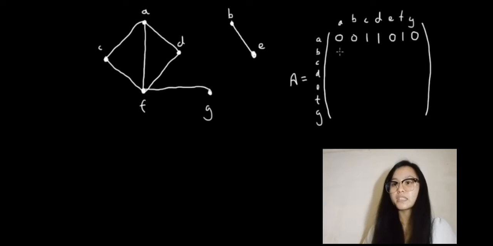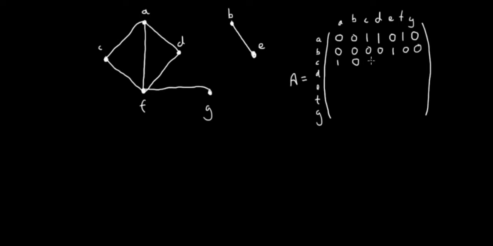Okay, second row, B is adjacent to A. Also, it's not adjacent to itself. And the only other vertex B is adjacent to is E, so it's gonna be 1 in that column and 0 elsewhere. Okay, vertex C. C is adjacent to A. So it's not adjacent to B, and the only other vertex it is adjacent to is F, and all others are 0.